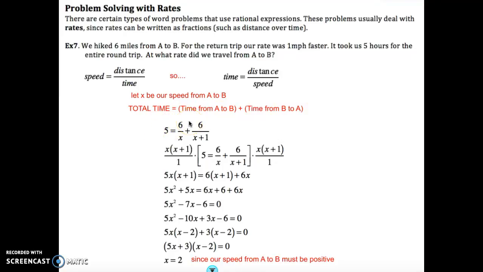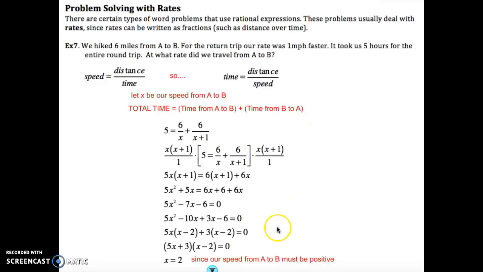The amount of time it takes to get from A to B, well, that's going to be 6 divided by the speed from A to B. And if we know that the speed on the return journey is 1 mile per hour faster, that's really x plus 1. So 6 over x plus 1 is the time from B to A. Then it's really just the same case as solving those previous rational expressions. Multiply both sides by the lowest common multiple of the denominator.